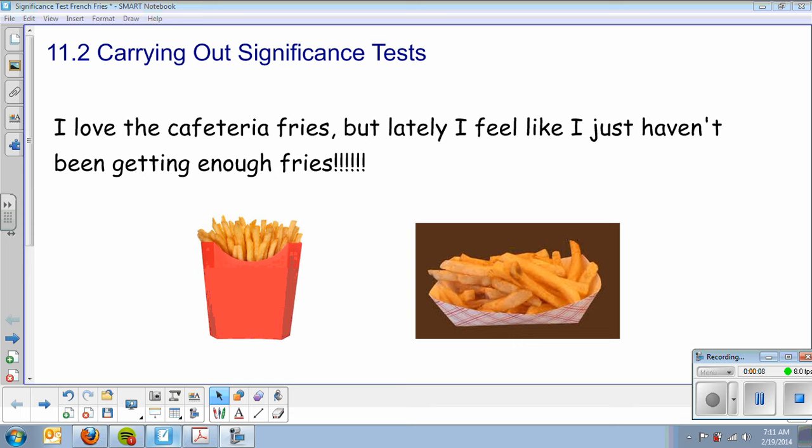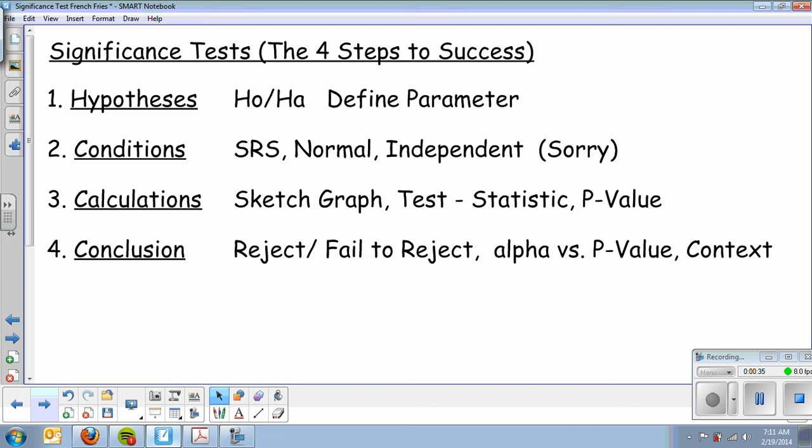This is a lesson on section 11.2, which is carrying out significance tests, what we've been talking about the last couple days. And I love the cafeteria fries, but lately I feel like I just haven't been getting enough fries. I feel like my cups of fries are a little short these days. So I'm going to conduct a significance test to test this theory that I'm getting shortchanged on the fries. So this you should copy down in your notes.